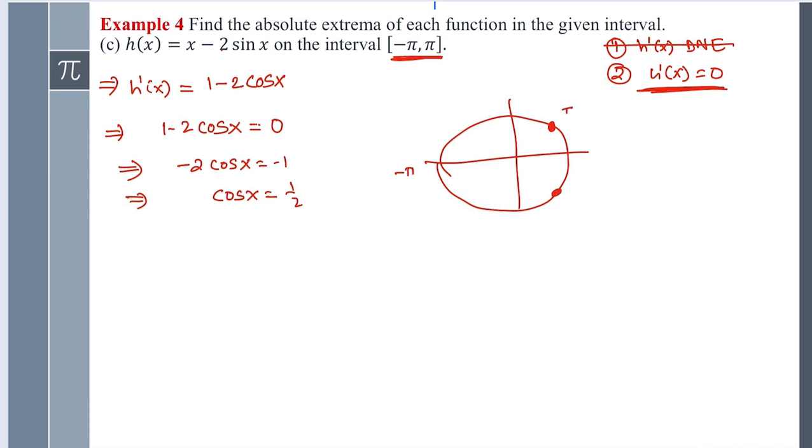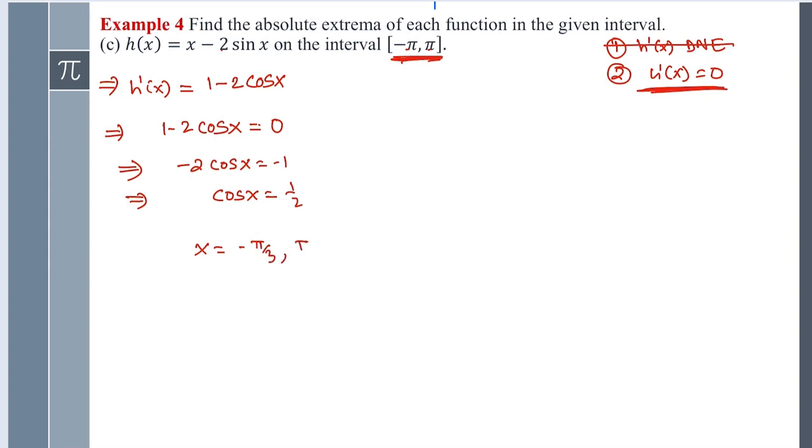In the first quadrant, you can look at the unit circle, the value is pi over 3. And in the fourth quadrant, again, be careful. We are going from negative pi to pi, so the angle must be in that range. So instead of taking the larger angle, we'll just take negative pi over 3. We go in this direction because we go from negative pi to pi. So basically, the x values are negative pi over 3 and pi over 3.